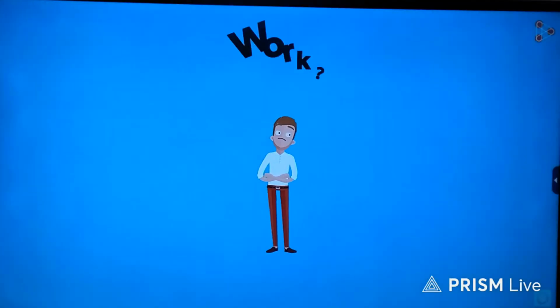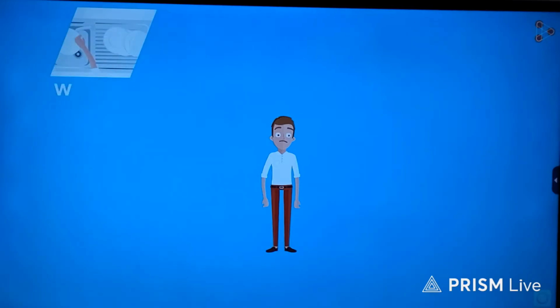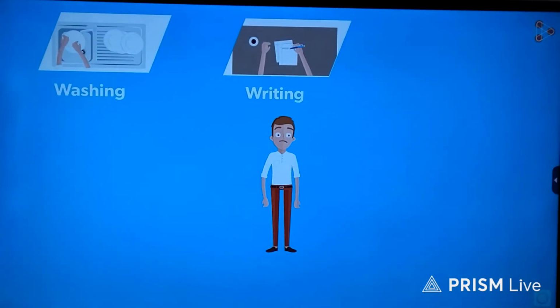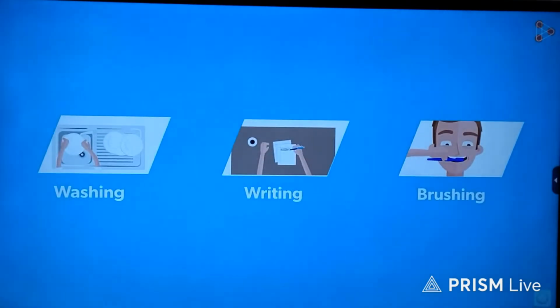What do we know about the concept of work? Is there just one meaning for work? Let's find out. A boy has done certain activities like washing the dishes, writing a letter to someone, and brushing his teeth. Are the boy's following activities considered as work?